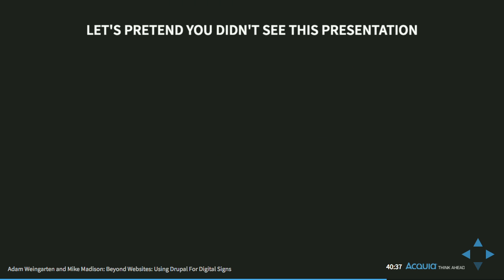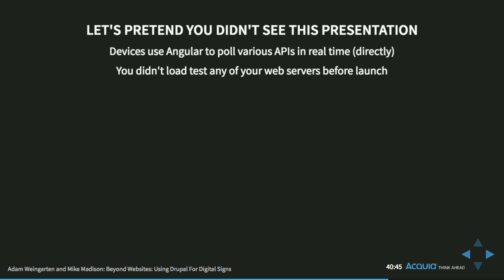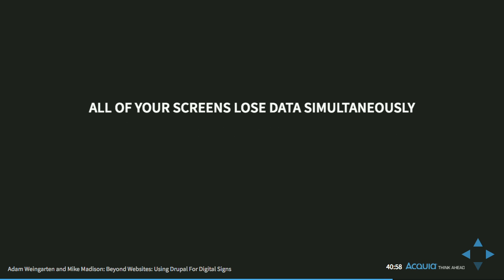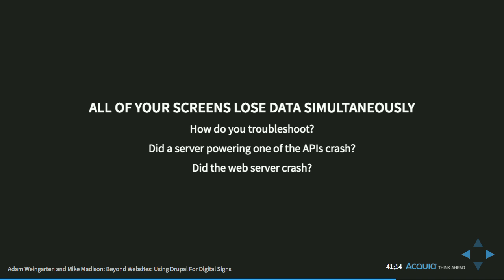So let's pretend you didn't see the presentation and you built a sign that uses Angular to pull APIs in real time and you didn't load test any servers before launch. You added 20 more screens into production. Lots of screens, all polling, all knocking on the door, lots of kids. Kids are loud. All of your screens then lose data simultaneously. They all go down. So what happened? How do you troubleshoot that? What do you do? Did the server crash? Did one of the APIs crash? Who knows?